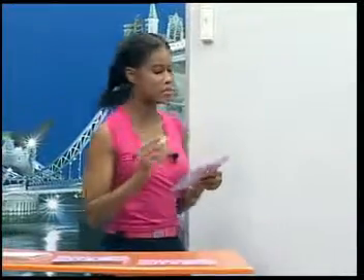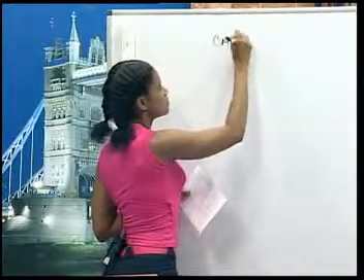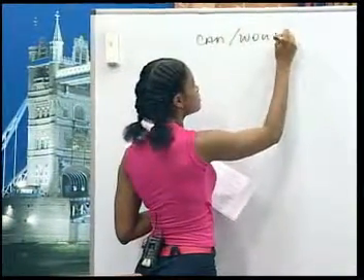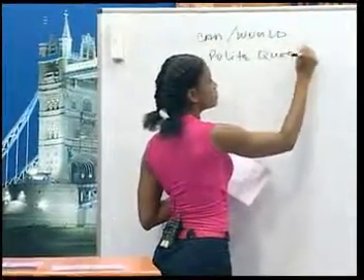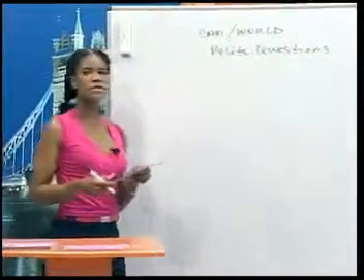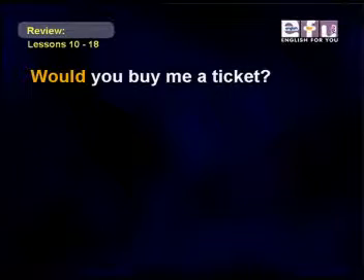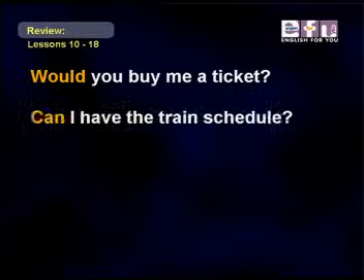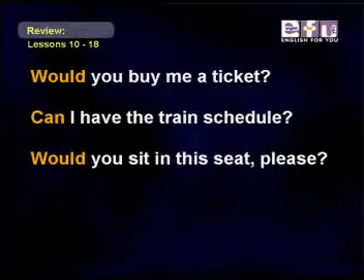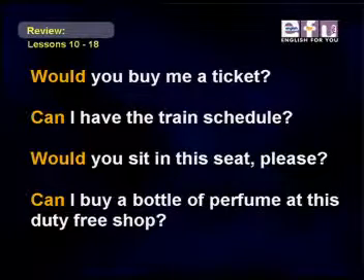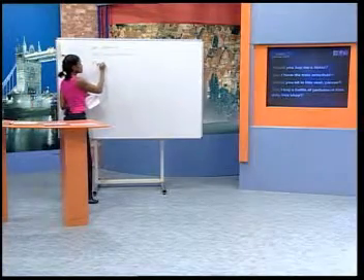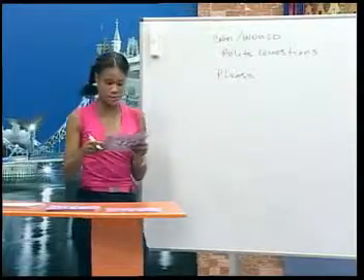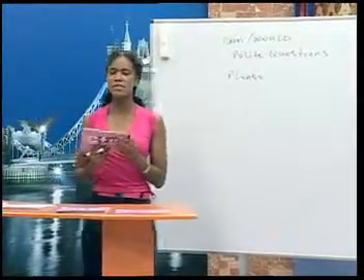Now let's review polite questions beginning with can and would. Okay, let's first look at some examples. Would you buy me a ticket? Can I have the train schedule? Would you sit in this seat, please? Can I buy a bottle of perfume at this duty-free shop? And of course, we can use please to make the question even more polite. Okay, let's practice using these question words.